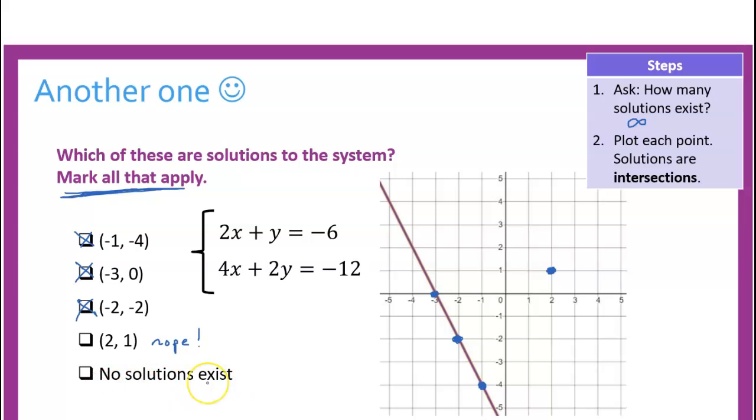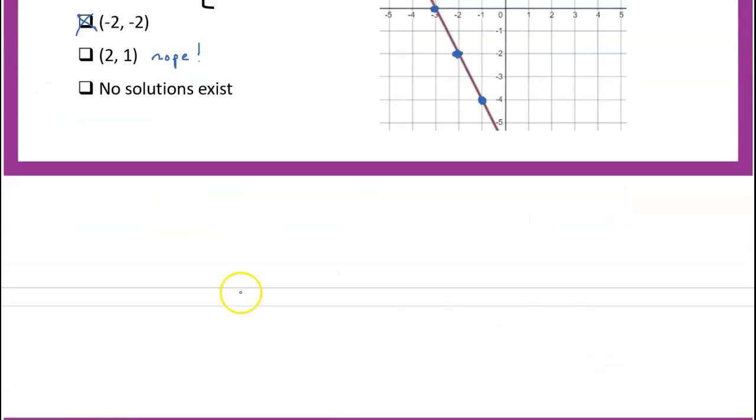And then no solutions exist. Well, obviously we found 3, so some solutions exist. That's not the answer either. So on this one, the first 3 are our solutions. So to get the problem entirely right, you'd have to mark these 3 and not these 2. Let's try one more of these.